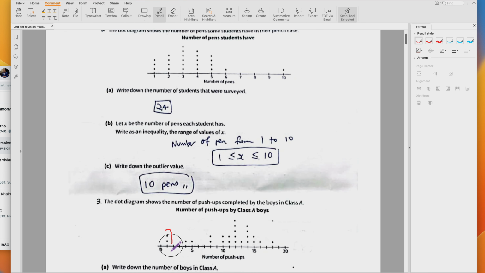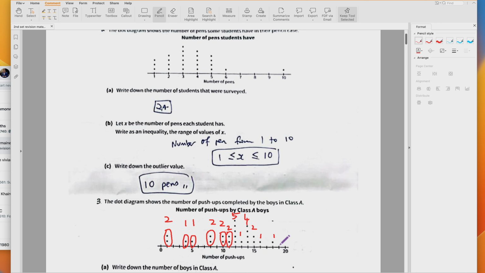You count one by one. Circle it 1, circle it 1, circle it 2. Basically, write the number on top of the dots. Then you count here 1, 2, 3, 4, 5. Then 1, 2, 3, 4, 2, 1, and 1.